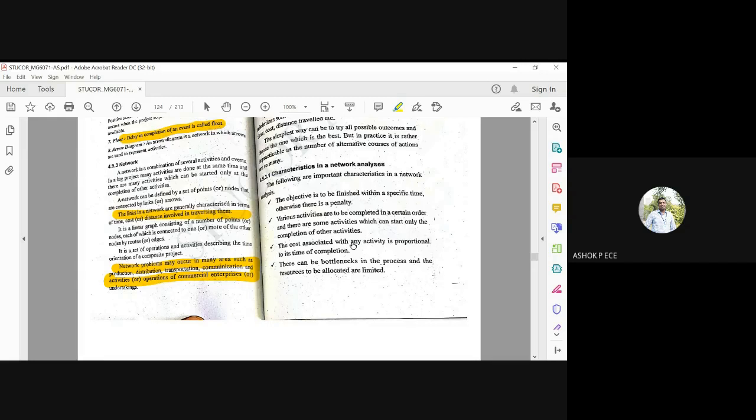The cost associated with each activity is proportional to the time of completion. So cost is proportional to time. The more time the activity takes, the more cost it is going to take. It is directly proportional.